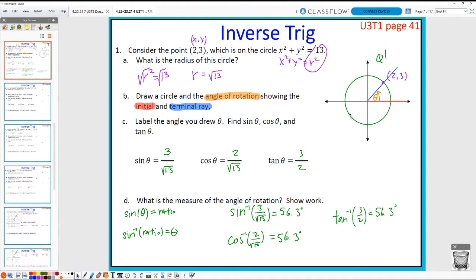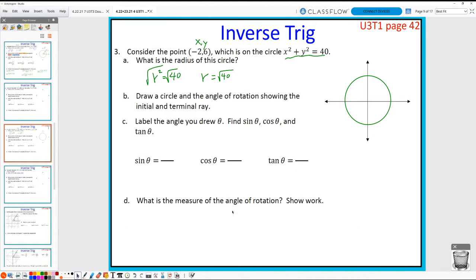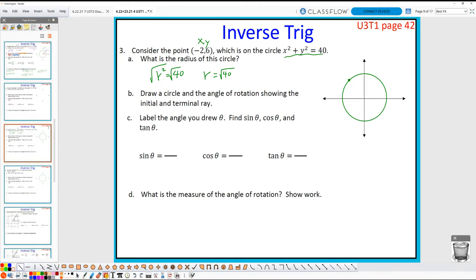Okay, I'm going to go ahead and steal this circle here, though. And in fact, I'm going to do that for the next one also, just so that it's all there. And I'm going to go ahead and label where this is. Negative 2, 6 is somewhere in the second quadrant. Again, that doesn't really matter where I draw that, as long as it's a sketch. It's not going to matter too much.